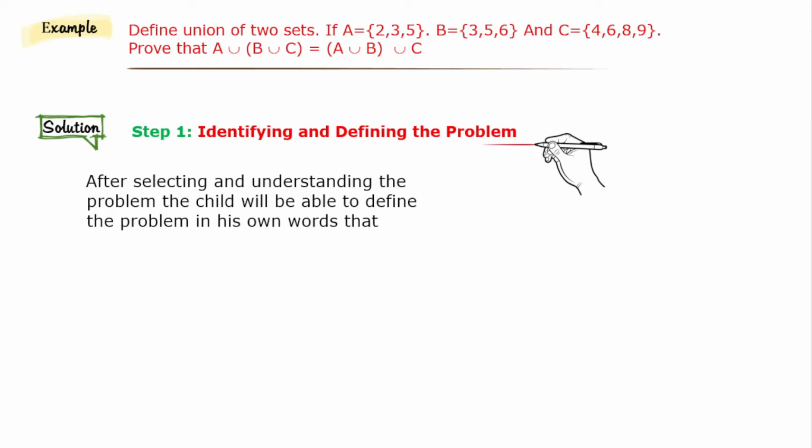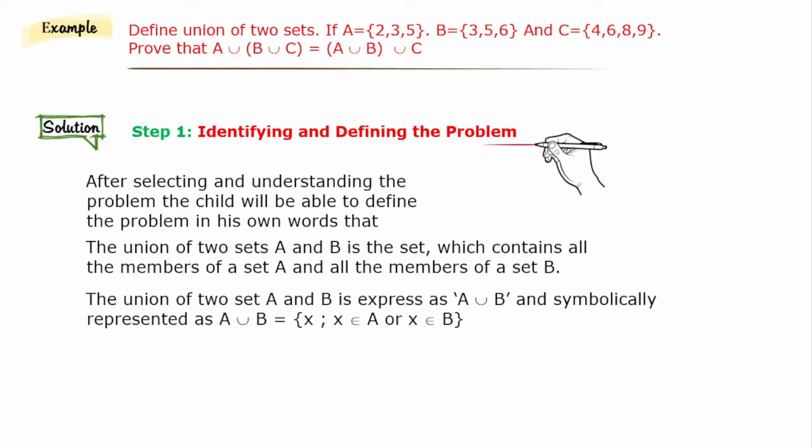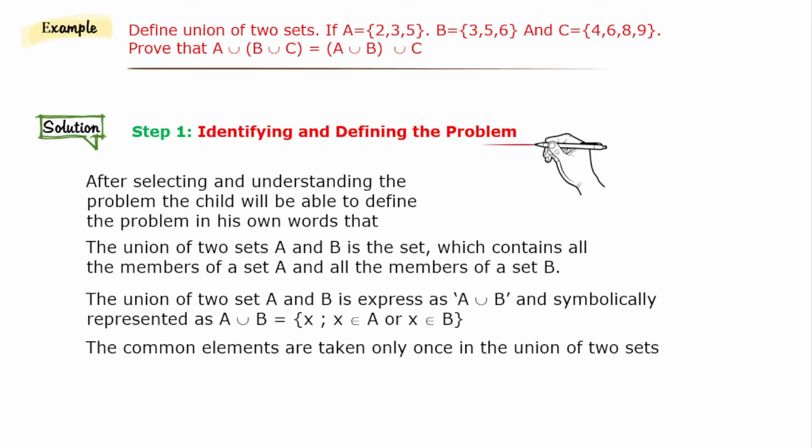After selecting and understanding the problem, the child will be able to define the problem in his own words: the union of two sets A and B is the set which contains all the members of set A and all the members of set B. The union of two sets A and B is expressed as A union B and symbolically represented as A union B is equal to {X such that X belongs to A or X belongs to B}. The common elements are taken only once in the union of two sets.